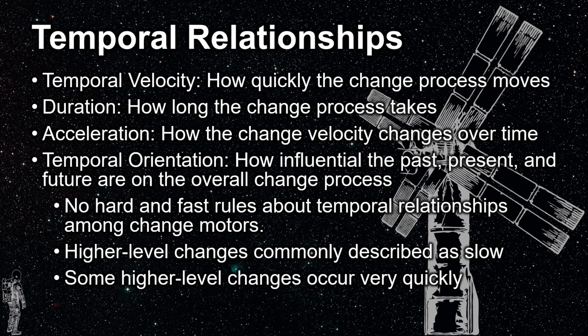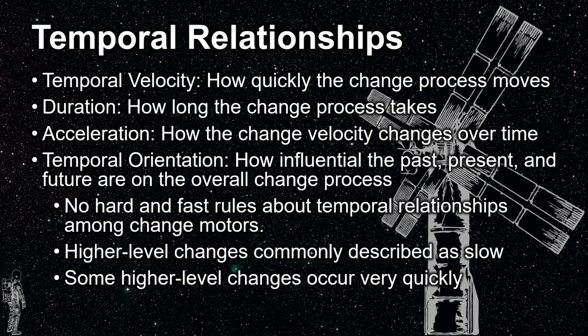There are four ways in which timing is characterized regarding change motor interactions. The first is temporal velocity, or how quickly the change process takes place. How long the change process takes, controlling for variable velocity, is called the duration. Acceleration is a measure of how the change process velocity changes over time. If it speeds up, that's commonly called acceleration, and if it slows down, that's deceleration, or negative acceleration. Finally, the temporal orientation accounts for how influential the past, present, and future are on the overall change process.